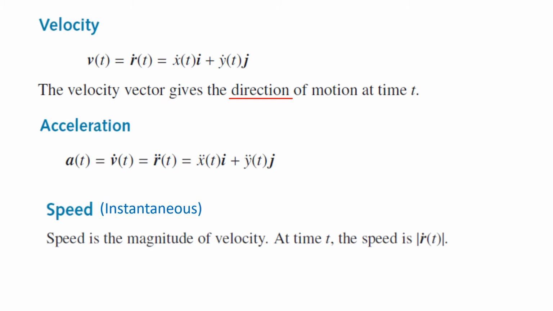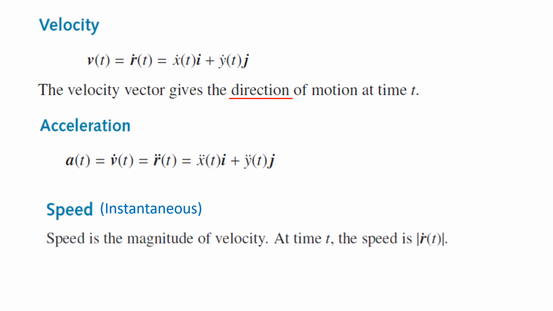Acceleration vector function is obviously a derivative of the velocity vector function, or a double derivative of the position vector function. There you have it. Uses of dots or dashes are interchangeable. Now speed, we haven't talked about that.